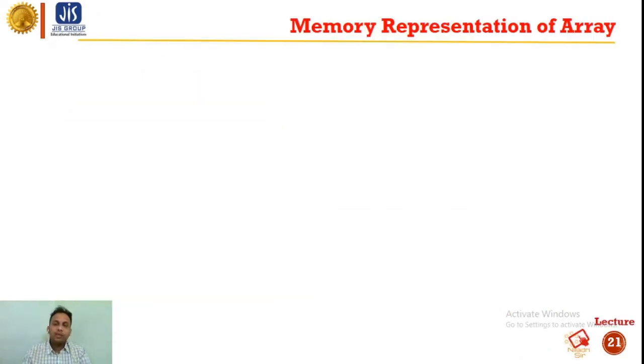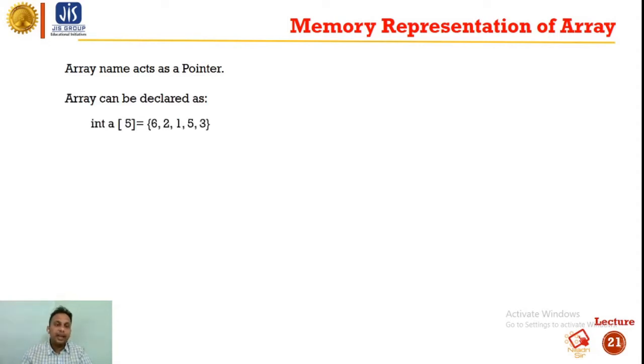So we'll discuss the memory representation of an array. As we know, an array is a collection of contiguous memory allocation. Array elements are stored in contiguous memory allocation, so the array name basically acts as a pointer. An array can be declared as follows.